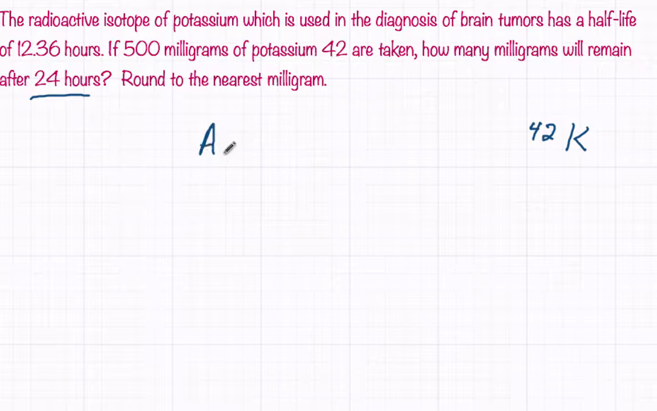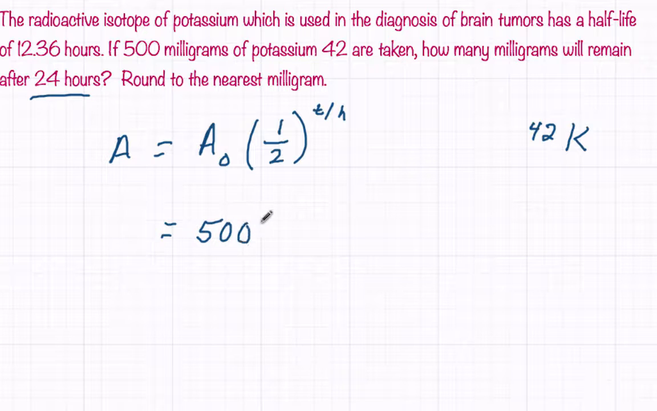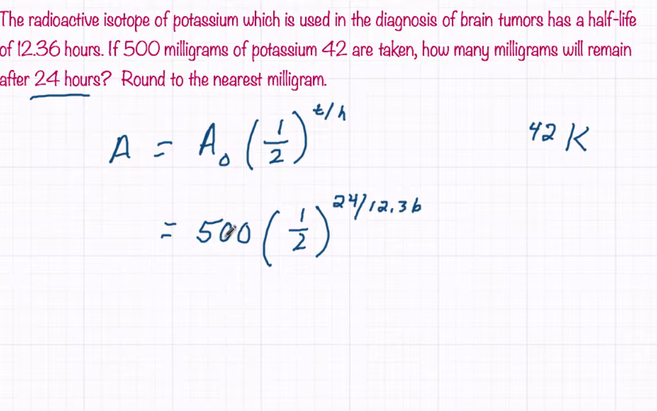Again, we're still going to look at a sub 0 times 1/2 to the t divided by h, and so now it's a matter of substitution. We had 500 milligrams times 1/2, and now you have to figure out your t value and your h value. Your t value is 24 hours, and you're going to divide that by the half-life, which is 12.36. So there's our setup.